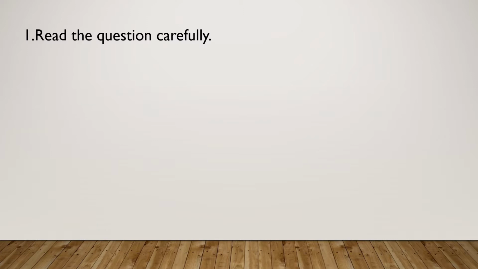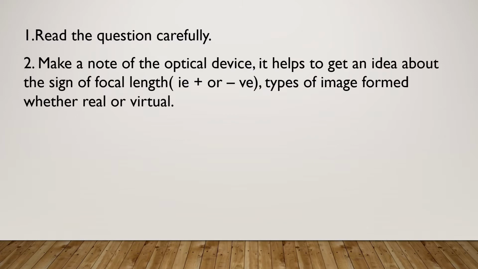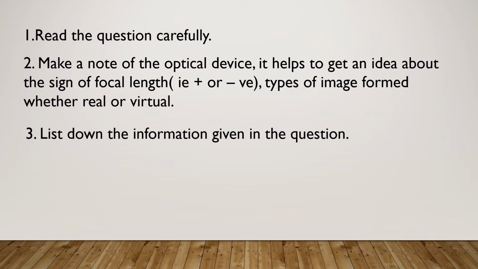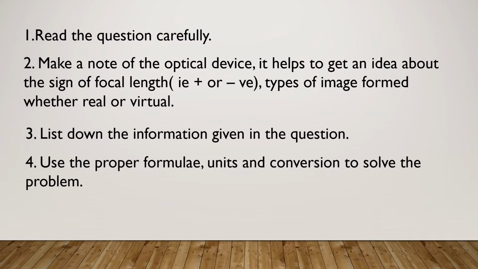First we should read the question carefully, if required 2-3 times, and then we should make a note of the optical device, that is whether it is a concave mirror or convex mirror or a lens. This helps us to get an idea about the focal length and other concepts, like whether the image can be real or virtual. Then all of us should list down the information which is given in the question. It should not be done verbally or mentally. It should be listed down on the paper so that it gives us an idea.